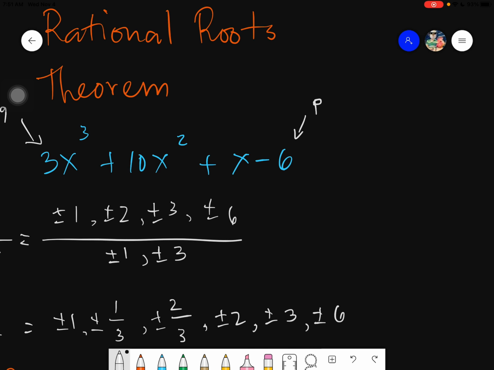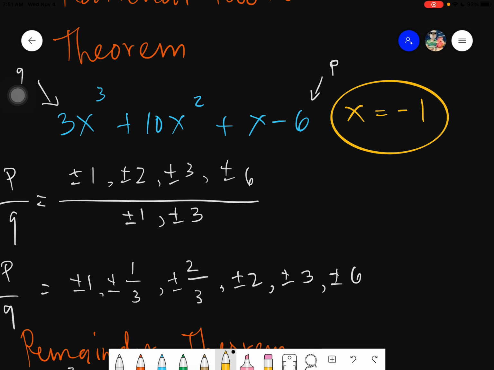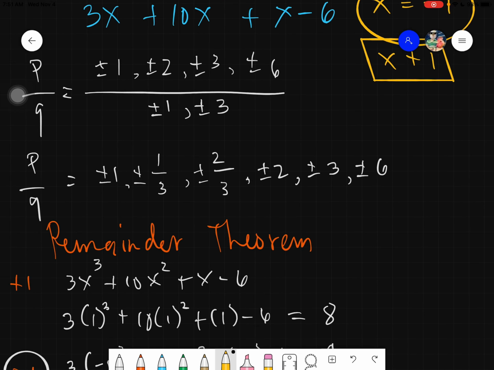So let's write it down here on the top using another color of ink. One of the zeros is x equals negative 1. So that is one of your zeros. Okay, and of course, one of the factors would be x plus 1. So we have the zeros using the circle or the oblong, and then we have the factor using a quadrilateral.